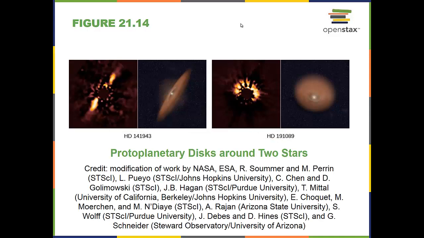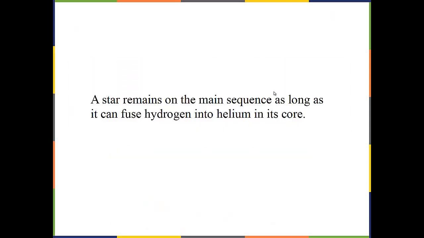And here are two images along with models that show how they might look if we could see them more clearly. The light from the stars has been blocked out with a mask so we can see the disks around them. A main sequence star is one of the most stable objects in the universe.